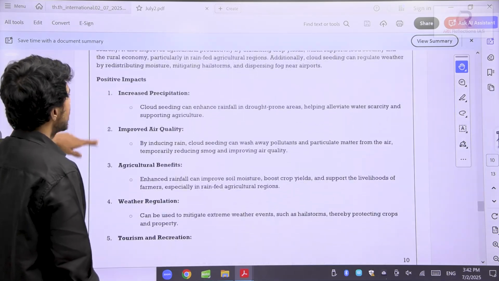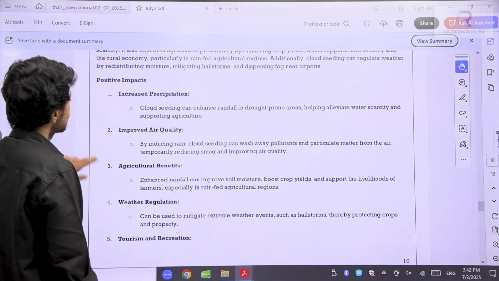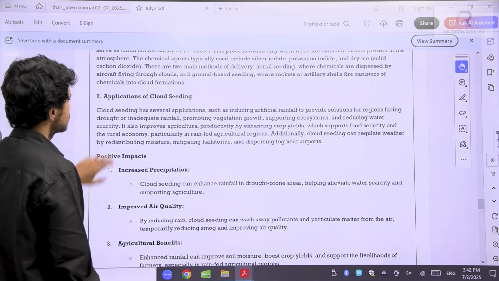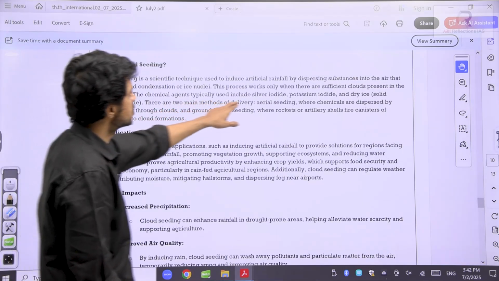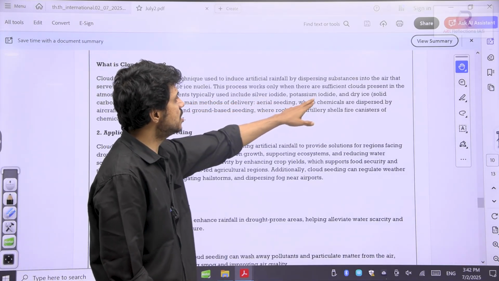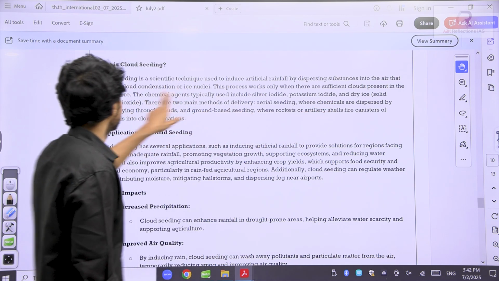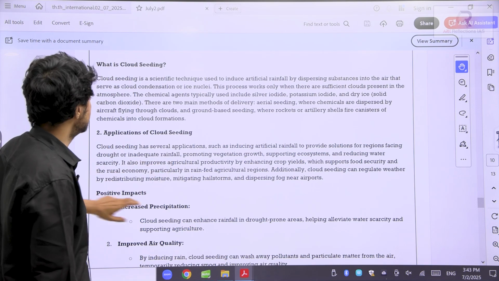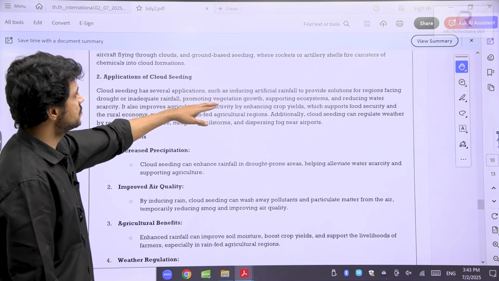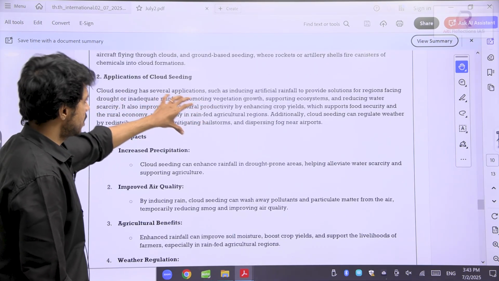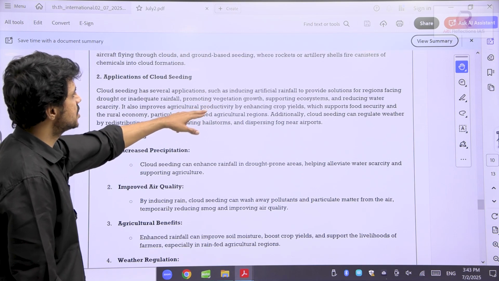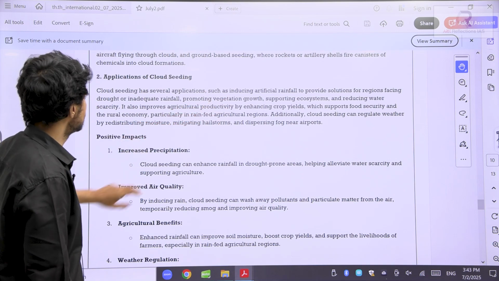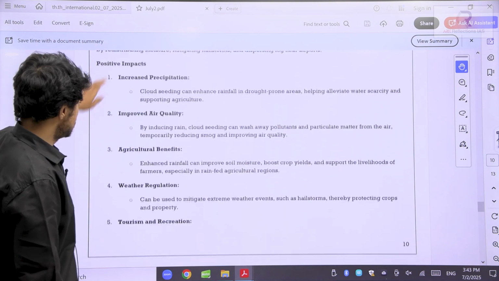Now see here, if they ask in the mains, the chemical agents that are used here typically are silver iodide, potassium iodide and dry ice. These are the two methods, aerial seeding and ground-based seeding. So applications: artificial rain to produce the amount of rainfall which can support vegetation, crop growth, food security growth. Okay, so these are the advantages.